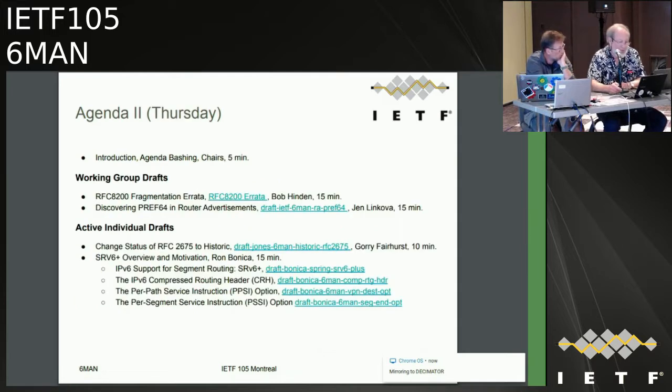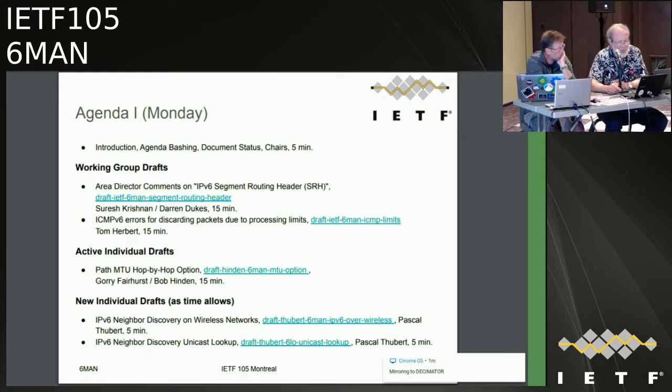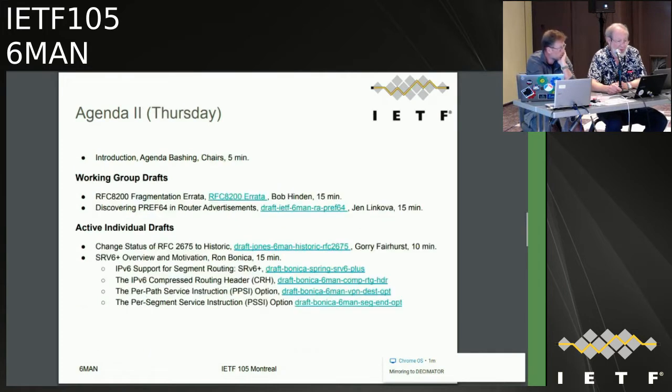And this is the agenda for Thursday, a short introduction. And we have a lot more talks, many of them short. We have the review of the RFC 8200 fragmentation errata. We have discovering Pref64 in router advertisements. For today's agenda, this may end up going quicker, so we may move some of the other talks up, but we'll see how it goes.